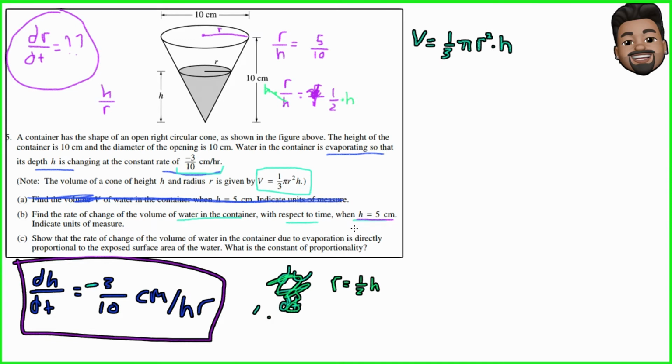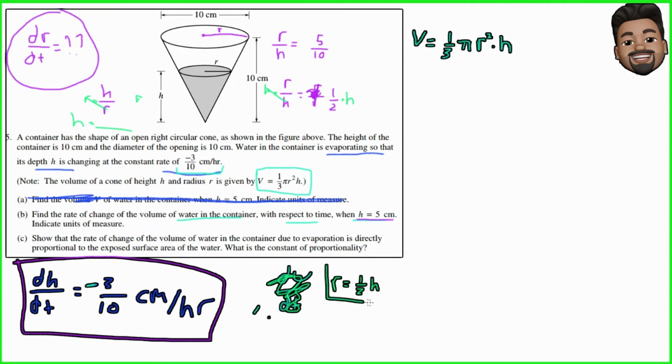Now, this is why I wanted the R on the top and not the H on the bottom. Over here, if I multiply R to both sides, I get H is equal to, and then I have to move stuff over. I don't want that. I wanted the radius in the numerator because I want radius in terms of height.